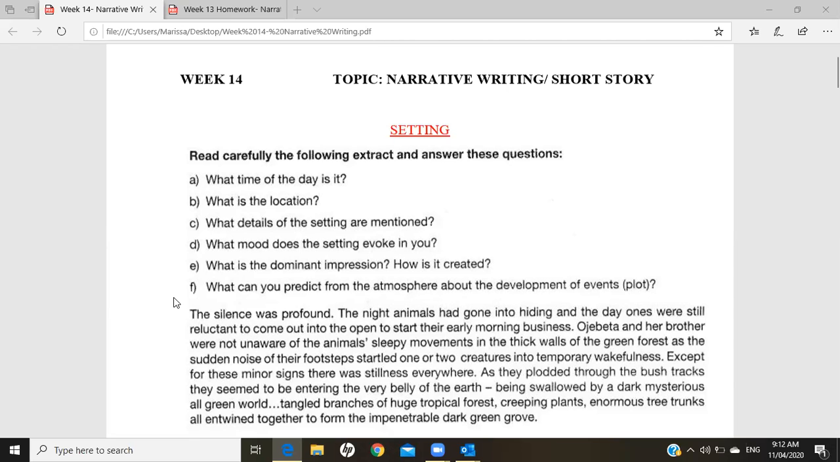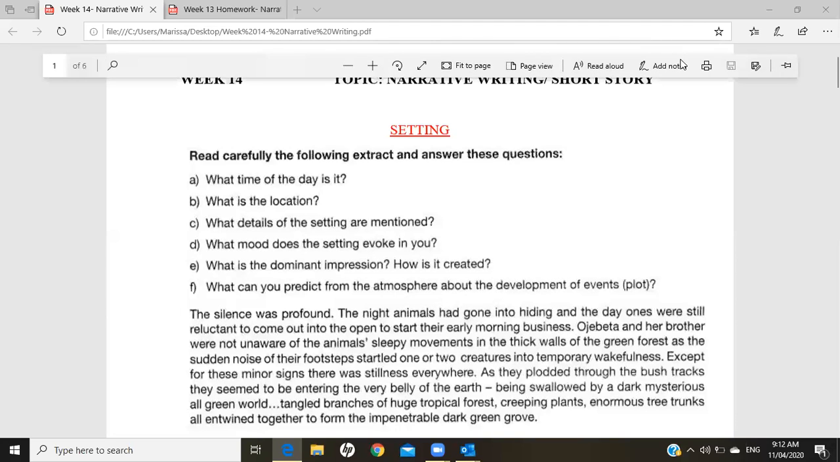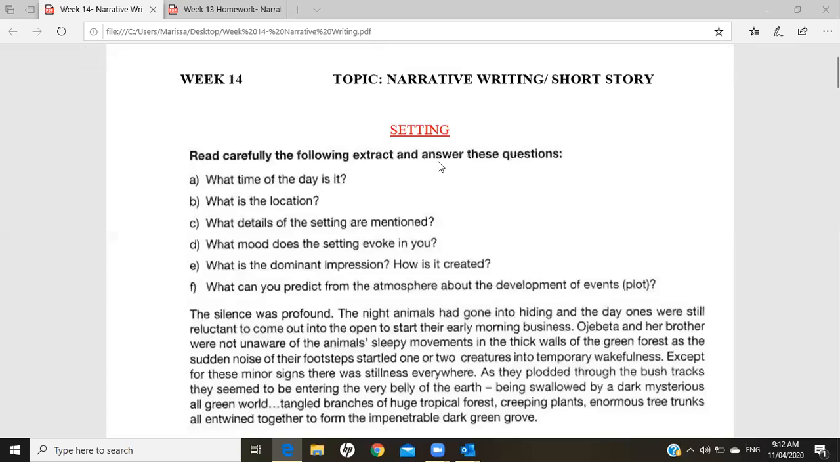While we're reading, if you see an answer for a question, I want you all to jot it down in your English notebooks, right? So we're going to read the questions first for this exercise. And after you read the questions, I'll be giving you some time to jot down your responses as well.